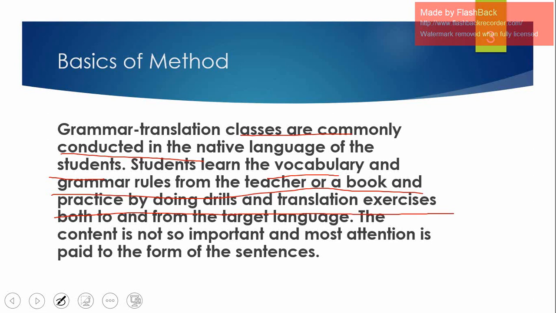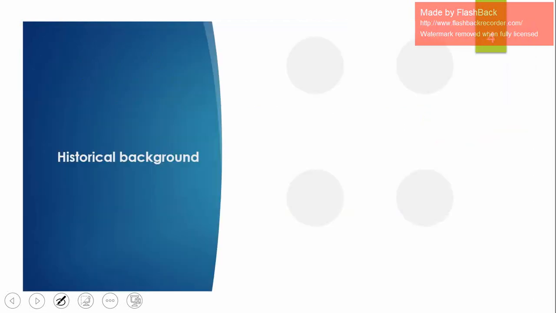And you are going to memorize the rules and regulations like a parrot. You are going to learn the vocabulary from the second language to your native language, because this method focuses on the direct translation of one language into another. So this is how the whole phenomenon works in this method. This was the basics of the method. I will explain a lot more in the next slide.